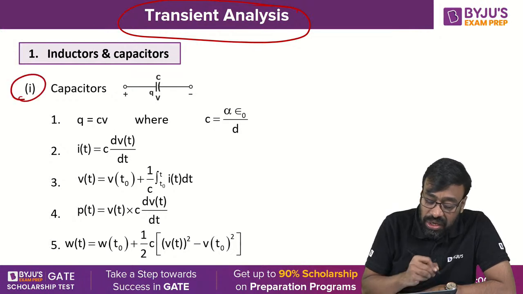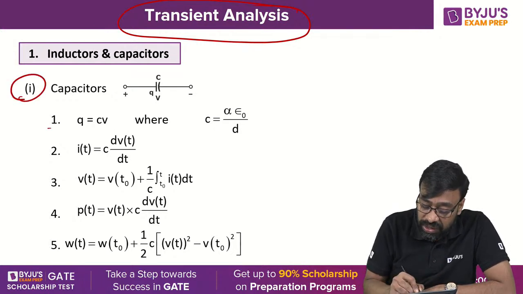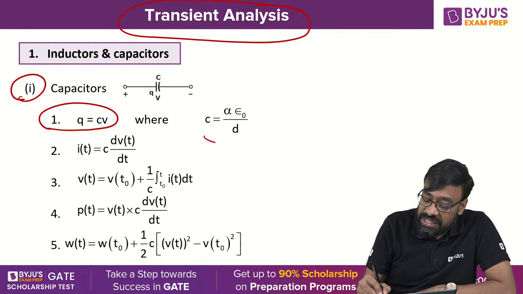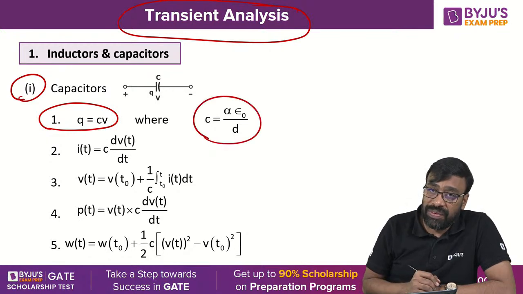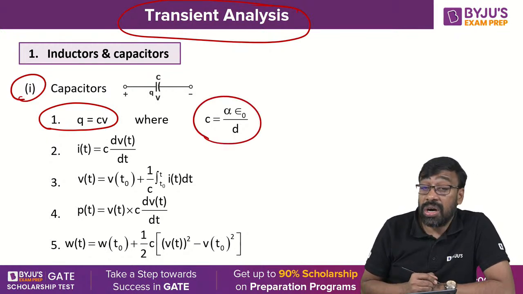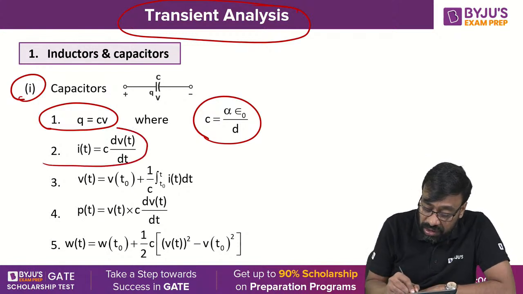First, I start with capacitors. Q is equal to CV, you know very well, where C is equal to alpha epsilon naught by d. Alpha is the cross-sectional area. Epsilon naught is what? Permittivity. I of t is equal to C dV of t by dt.